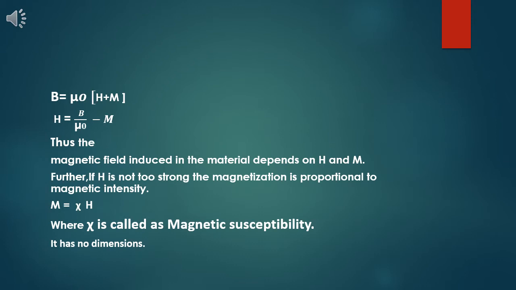Thus, the magnetic field induced in the material depends on H and M. Further, if H is not too strong, the magnetization is proportional to magnetic intensity. M is directly proportional to H. Therefore, as a constant, we can say M is equal to chi into H. This constant is introduced in this equation, where chi is called magnetic susceptibility. It has no dimensions. So in fact, chi tells us about the value of magnetization of a substance. तर काय सांगतं? Magnetization ची value.